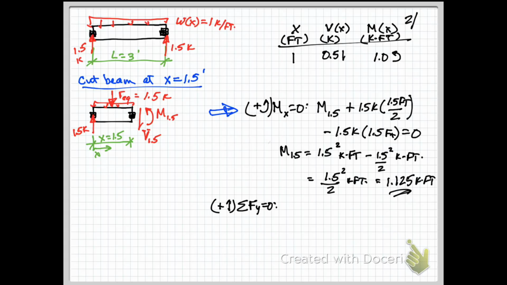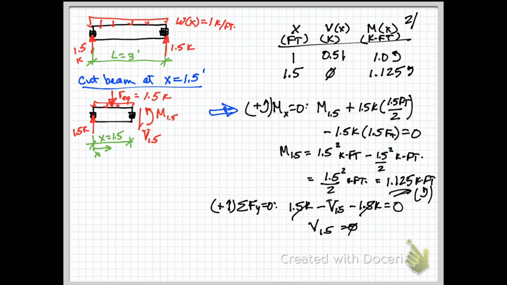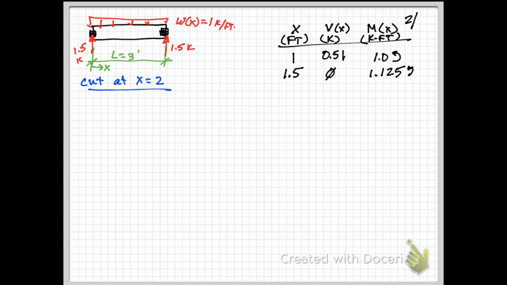And again, for the sum of forces in the y, we have 1.5 kips minus V of 1.5 and minus 1.5 kips, the FEQ. And we get V of 1.5 equal to 0. So I've added these to my table up here, and we can think about another cut.